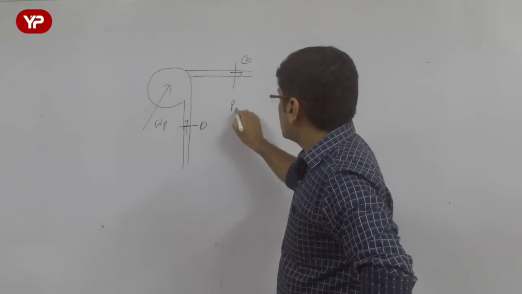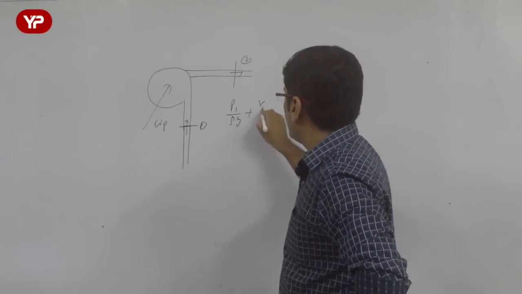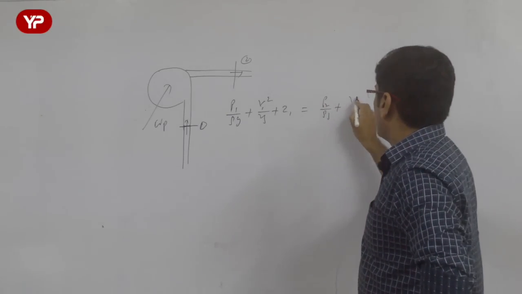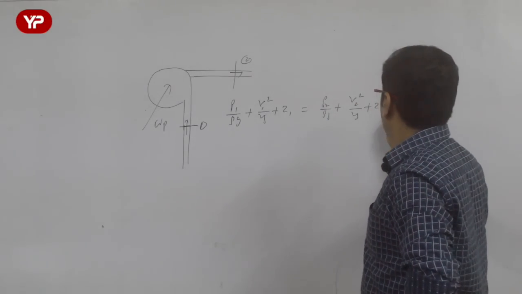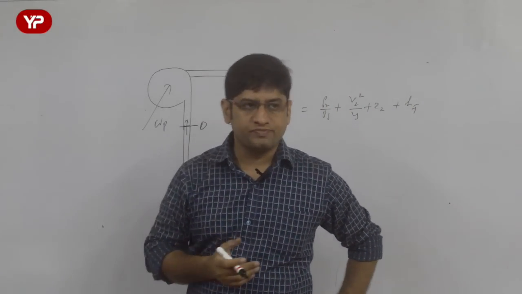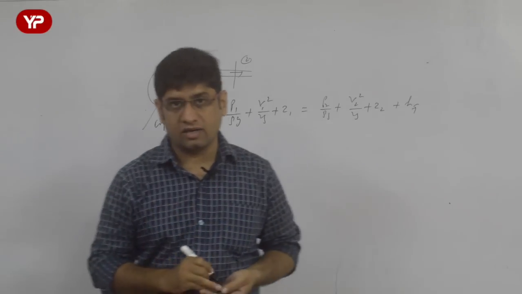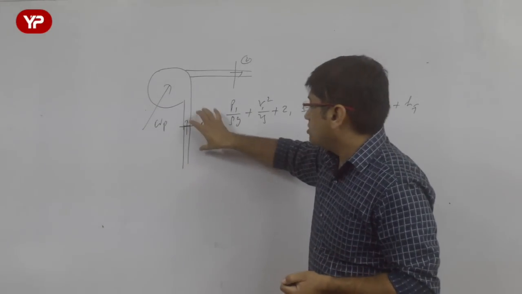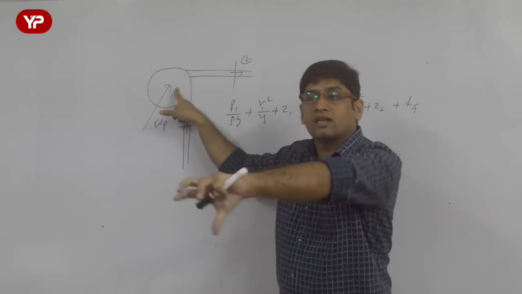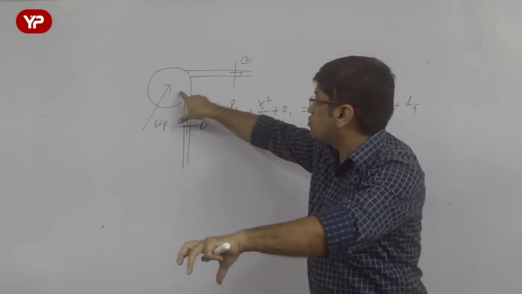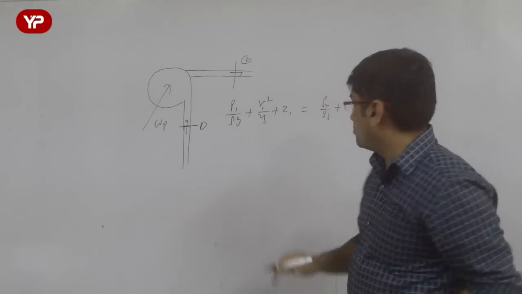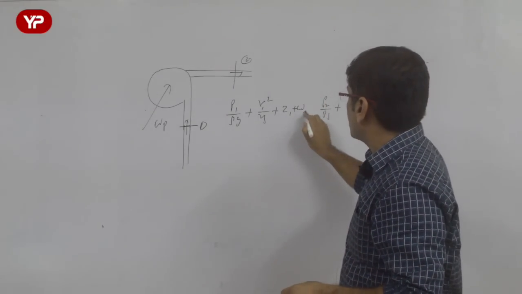Now let us write all energy terms. P1 by rho g plus V1 square by 2g plus Z1 is equal to P2 by rho g plus V2 square by 2g plus Z2 plus HF. HF is the head loss when the fluid flows from 1 to 2. Now where shall you add the pump work? This was the conservative energy at section 1, plus I did some work and gave energy to the fluid. That means energy at section 2 will be more, so I shall add the pump work at this point.